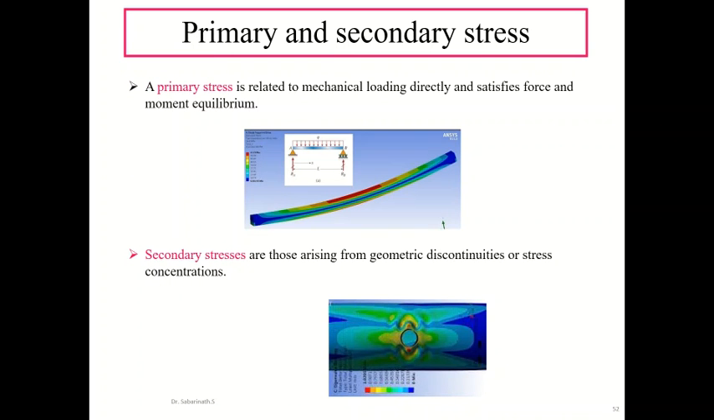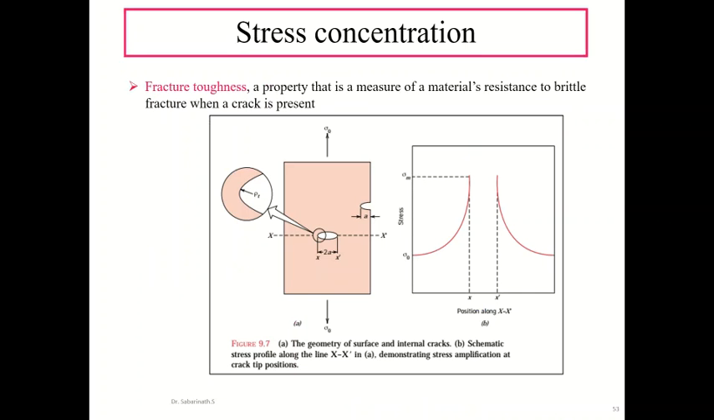So next is primary and secondary stress. Primary stress is related to mechanical loading directly and satisfies force and moment equilibrium. And secondary stresses are those arising from geometric discontinuities or stress concentrations. So fracture toughness is a property that is a measure of a material's resistance to brittle fracture when a crack is present.